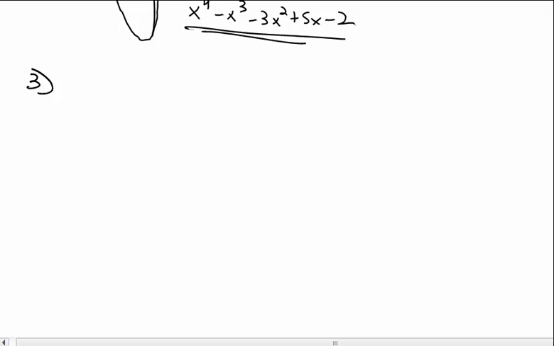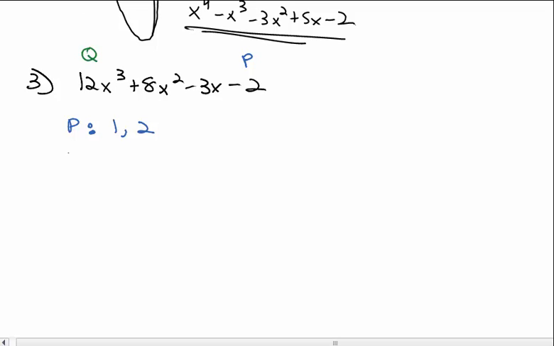Let's do one last example. 12x cubed plus 8x squared minus 3x minus 2. We're going to factor, and if we have time, we'll graph it as well. P's come from the end. 2 is nice. It's only divisible by 1 and 2.